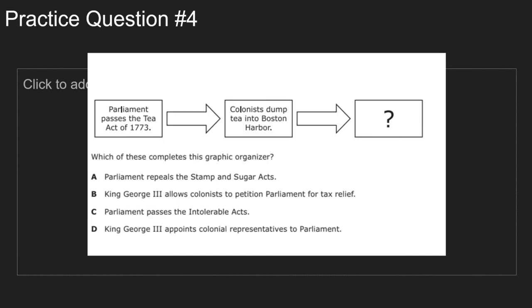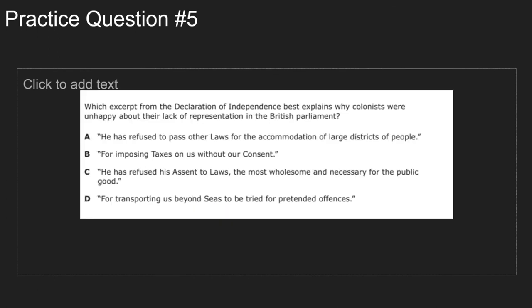Here we go. Parliament passes the Tea Act of 1773. Colonists dump tea into Boston Harbor. And then, which of these completes this graphic organizer? Press pause. Here's your answer. Parliament passes the Intolerable Acts. Remember, the Intolerable Acts were viewed as intolerable. We cannot tolerate this, said the American colonists, because those Intolerable Acts were meant to punish the colonists for dumping all that tea in the harbor and other things.